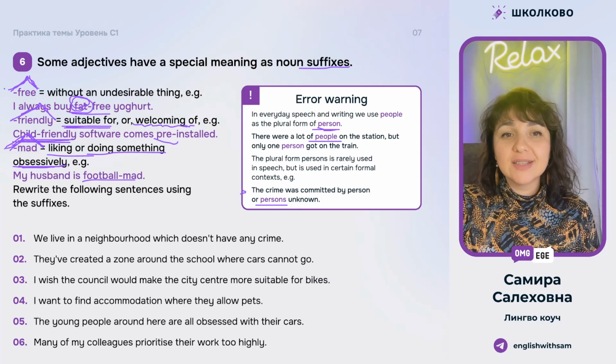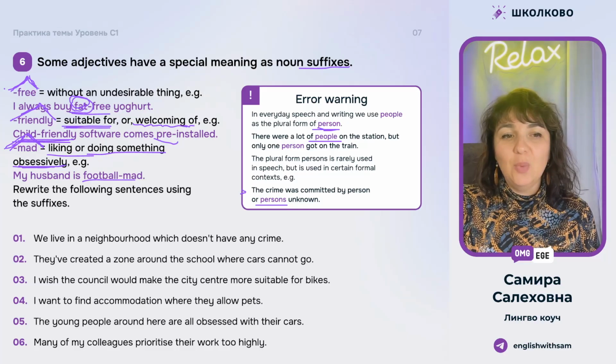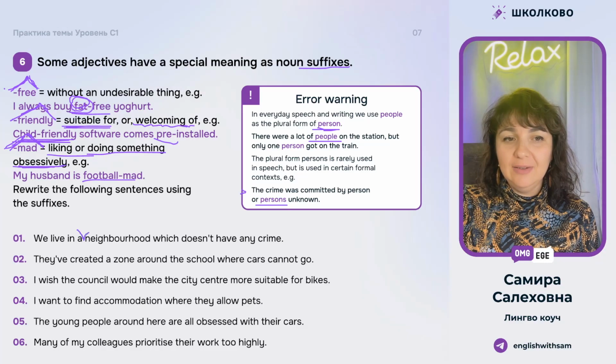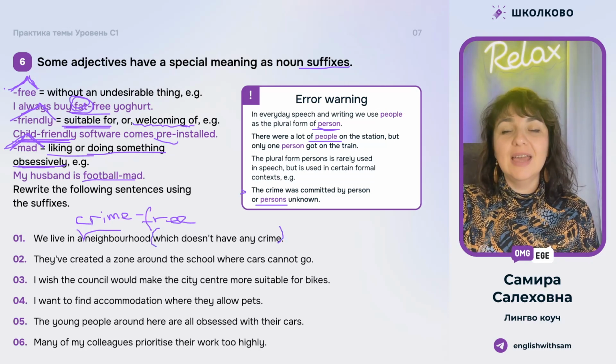Okay, so let's rewrite the sentences. Are you ready for this? So we live in a neighborhood which doesn't have any crime. That's a good one. Yeah, so we live in a what? Crime free area, right? Или in a crime free neighborhood. Yeah, it is crime free.